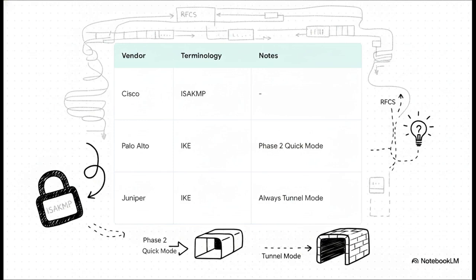Then you have Palo Alto, a next-gen firewall which abstracts a ton of this into slick GUI-driven profiles, but then strictly mandates that Phase 2 operates only in quick mode. Meanwhile, Juniper takes a totally different route. They use a highly hierarchical, route-based approach and put their foot down by forcing all IPsec connections to operate exclusively in tunnel mode. It is literally the same underlying math, just spoken in a completely different dialect.